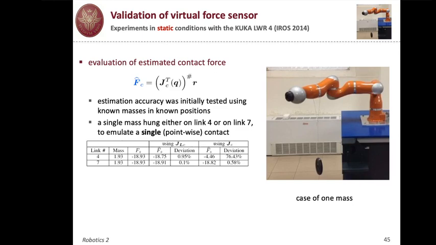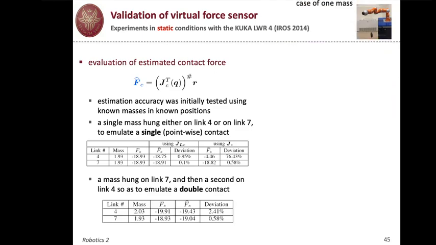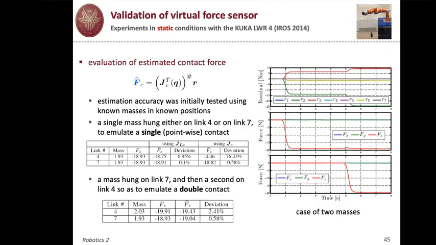We made also a second experiment. So we decided to hang first a mass on link 7 and then a second mass on link 4, so that we have a double contact estimation. And you see that using just the linear Jacobian for the two cases, we have reasonable results with a maximum deviation which is below 2.5%.